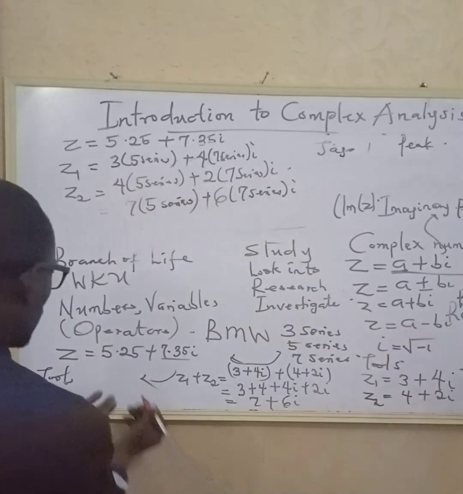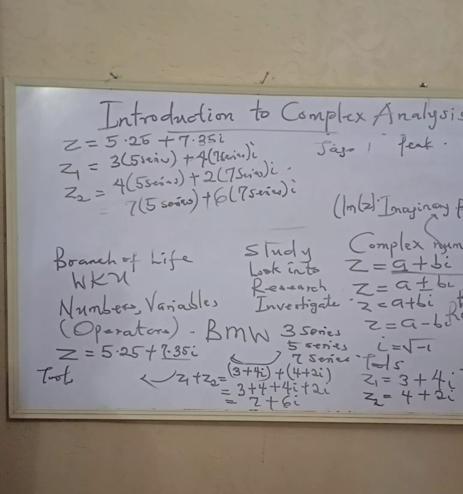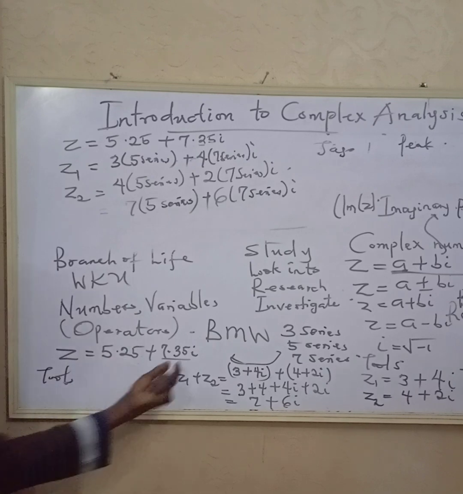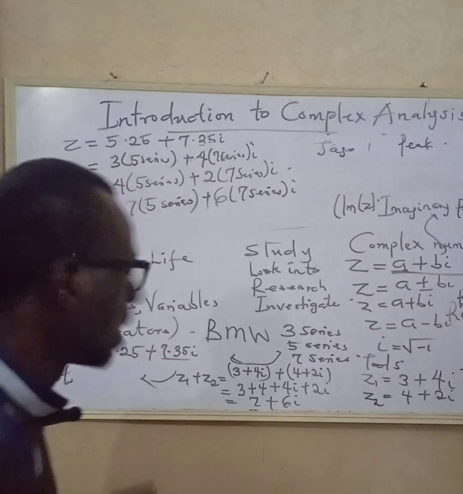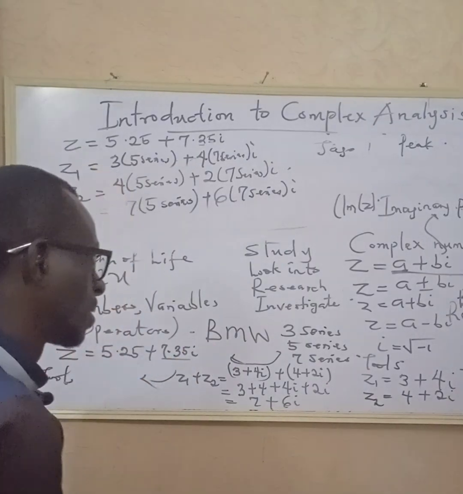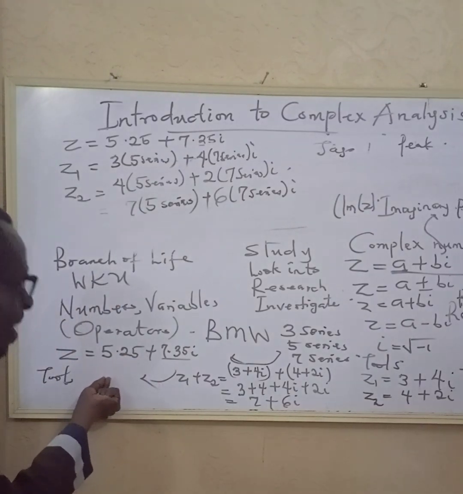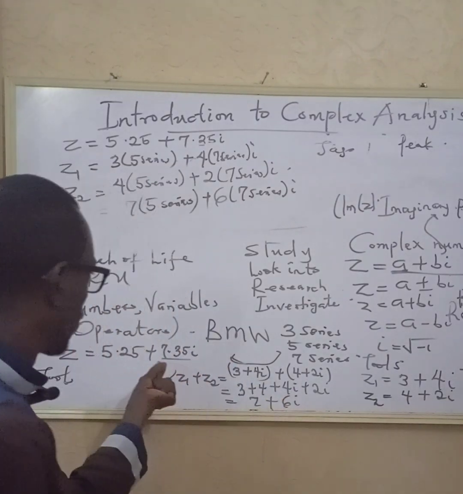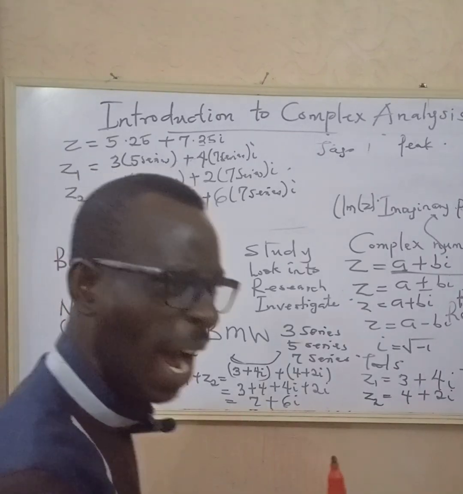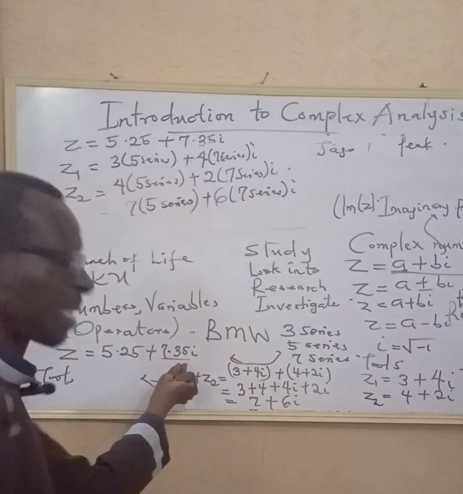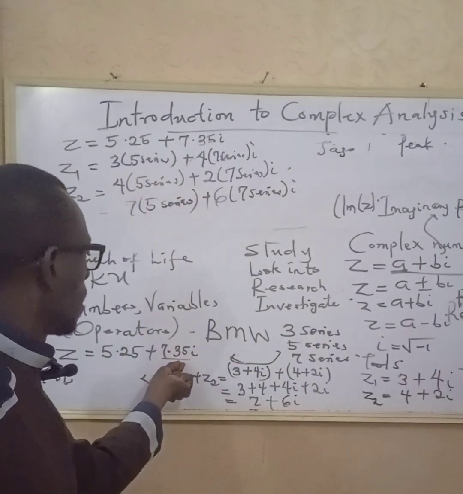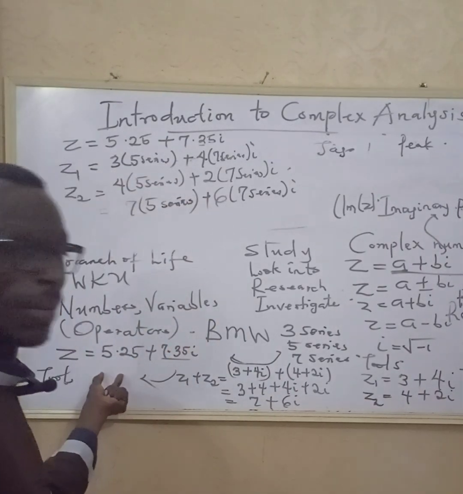Let's look into the concrete aspect of the automobile. 5.25, 7.35. They are both BMW cars. But the real part here is 5.25. The imaginary part is 7.35 because that i is included in that series, which makes it different from the normal BMW.